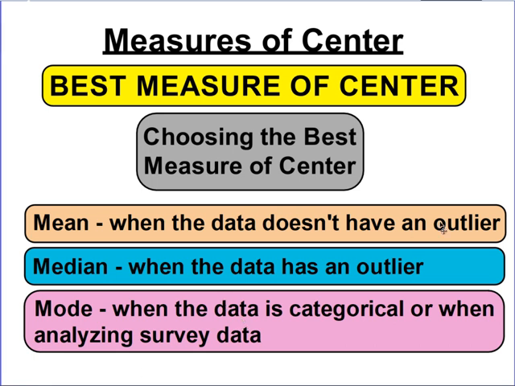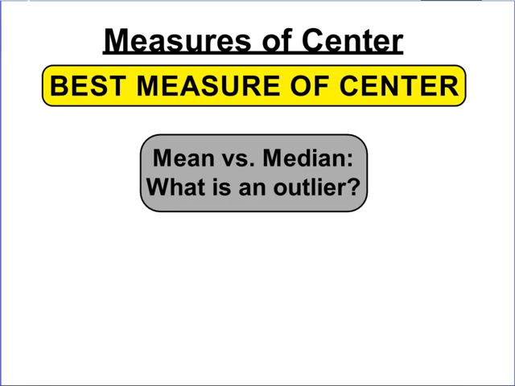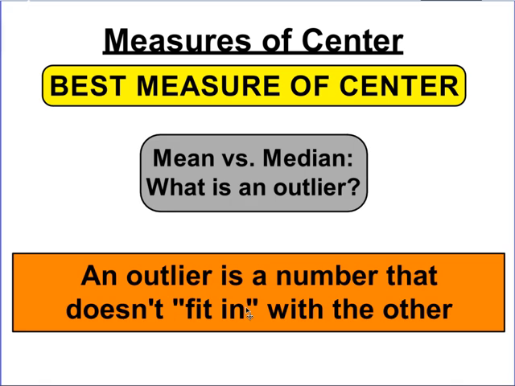But we've got to talk about this word outlier. The word outlier is important. You're going to hear it in this unit a lot, and it's going to help you determine answers to questions like this: when to choose a best measure of center. An outlier is a number that doesn't fit in with the others. So it's one that's either a lot bigger or a lot smaller than the rest of the numbers.